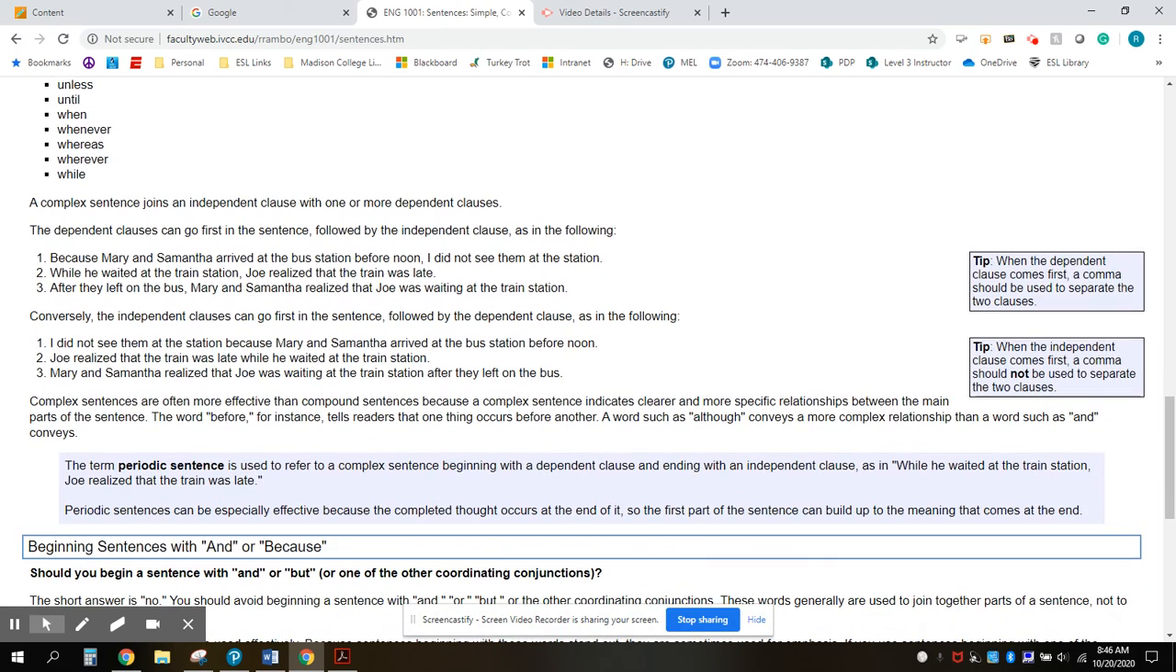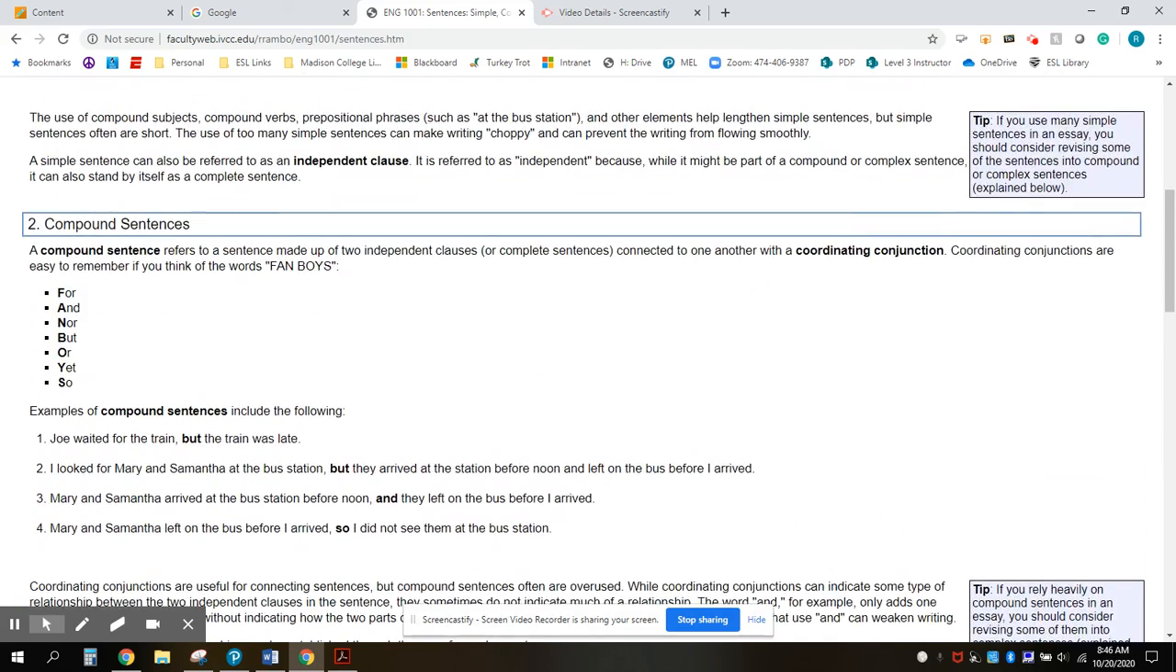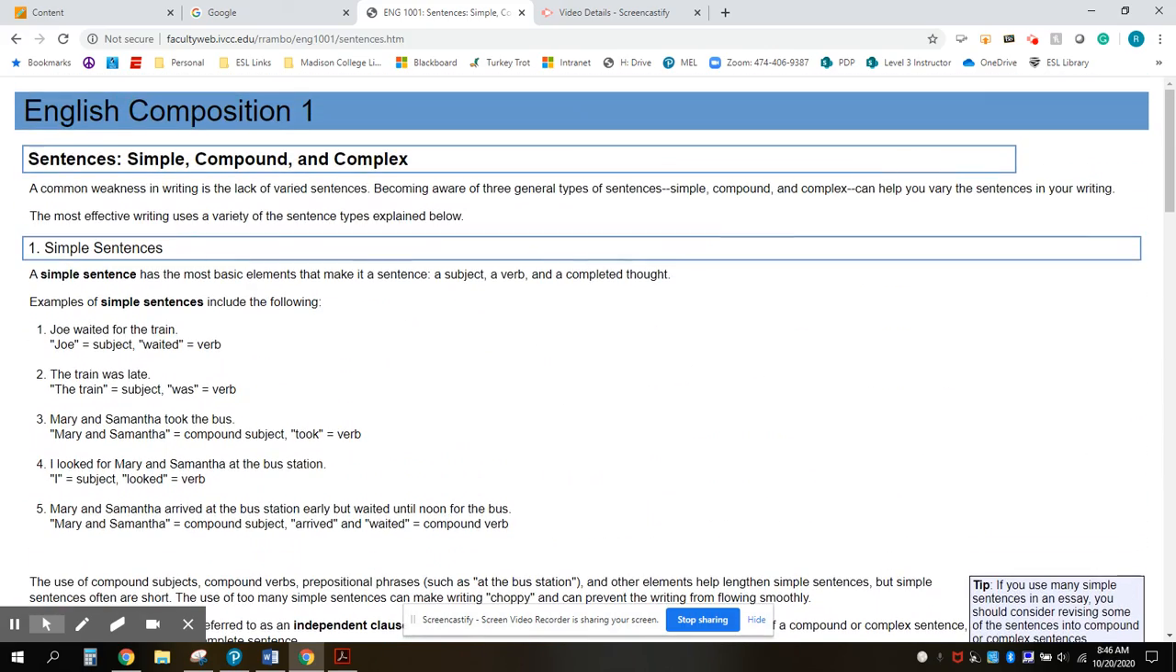Please take some time to look through the rest of this website if you find this helpful, but that's a quick overview of the differences between a simple, compound, and complex sentence.